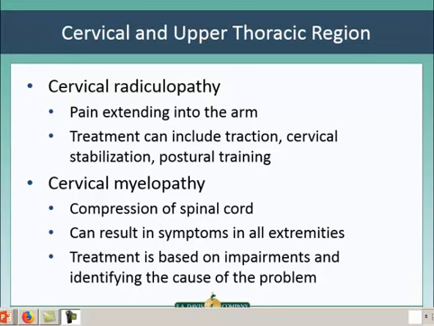Cervical myelopathy occurs when there is compression of the spinal cord. If this is in the cervical spine, you can get symptoms in all the extremities, in both hands and both feet. And the therapy intervention is based on what impairments you see and being able to identify the cause of the problem. The pathology can be caused by degeneration, stenosis, or spondylosis, and your intervention may vary depending on the cause of the pain.